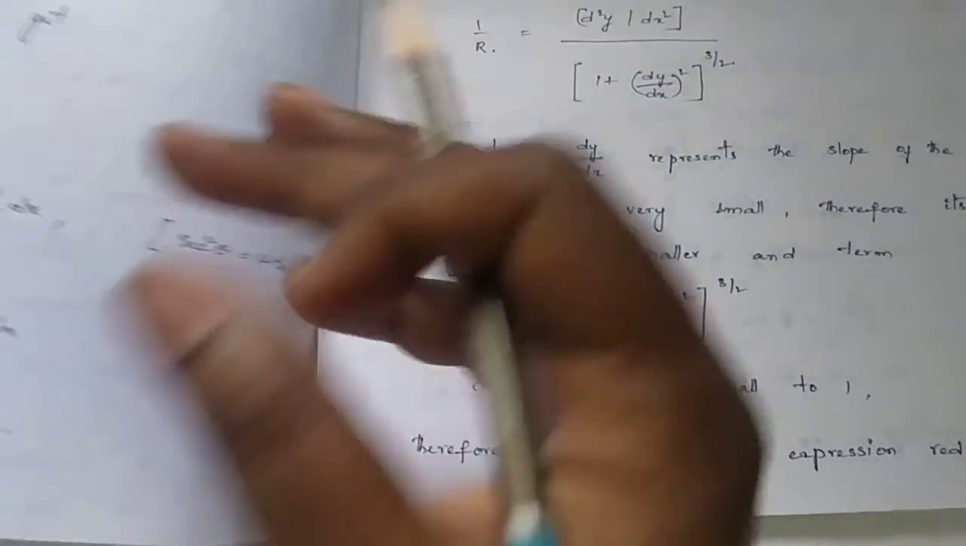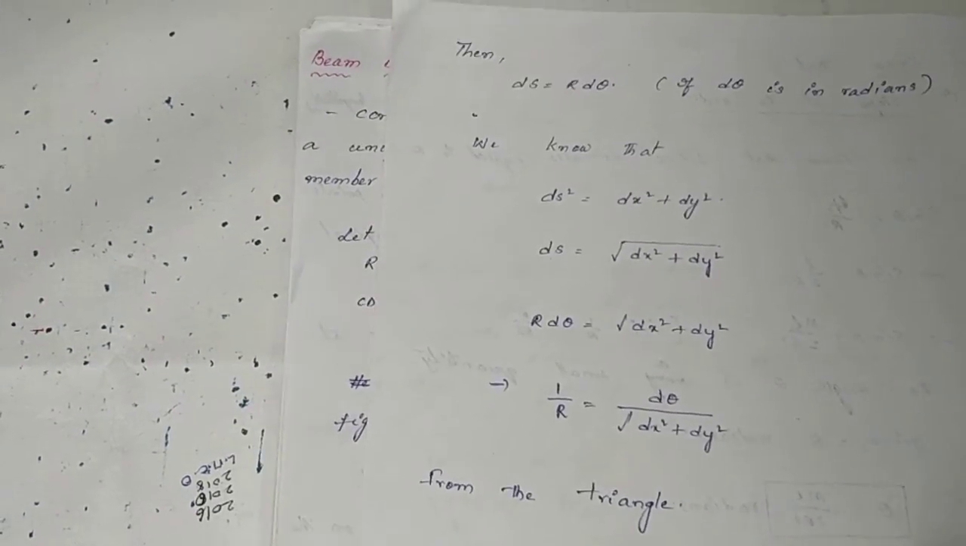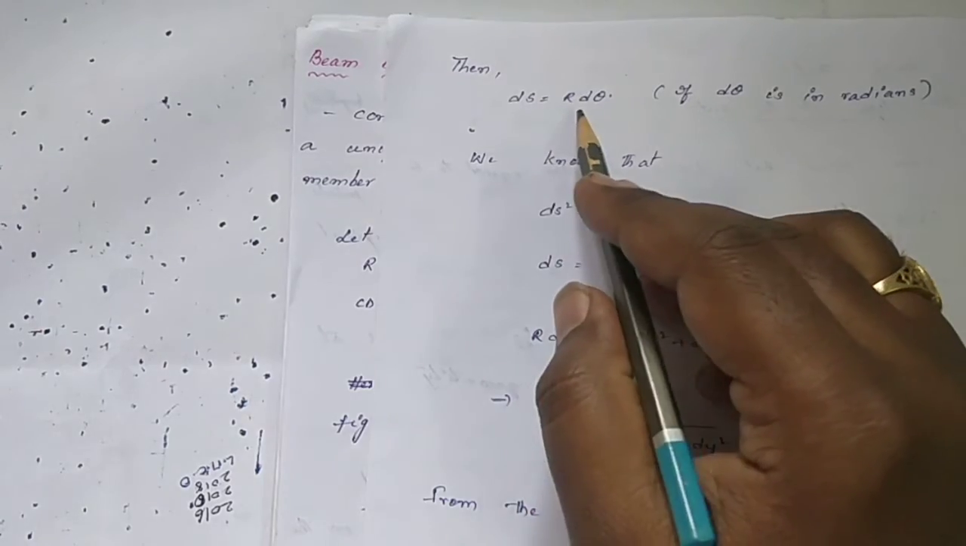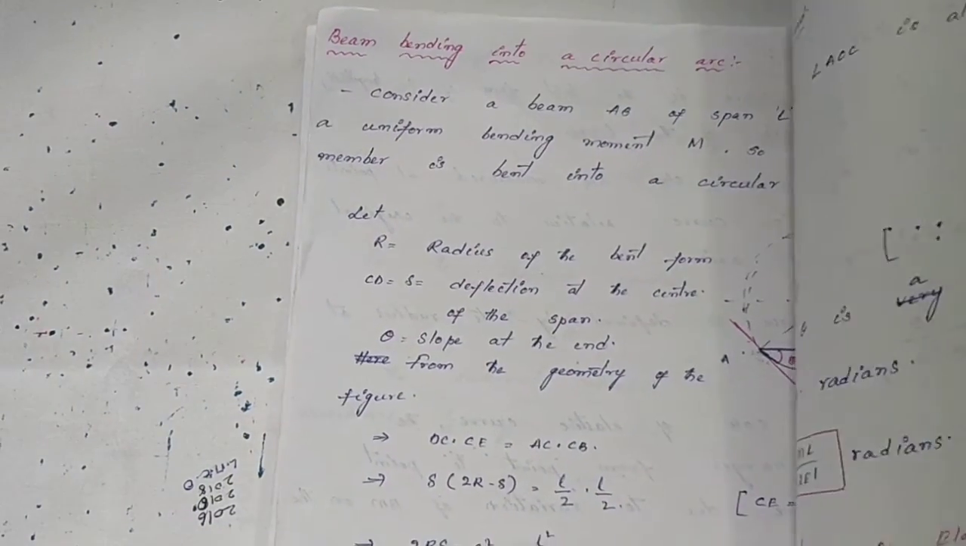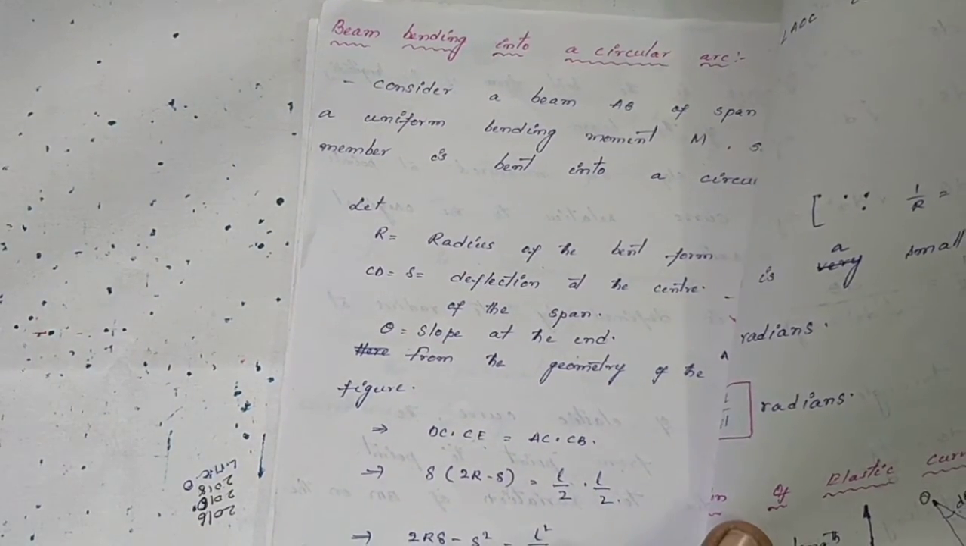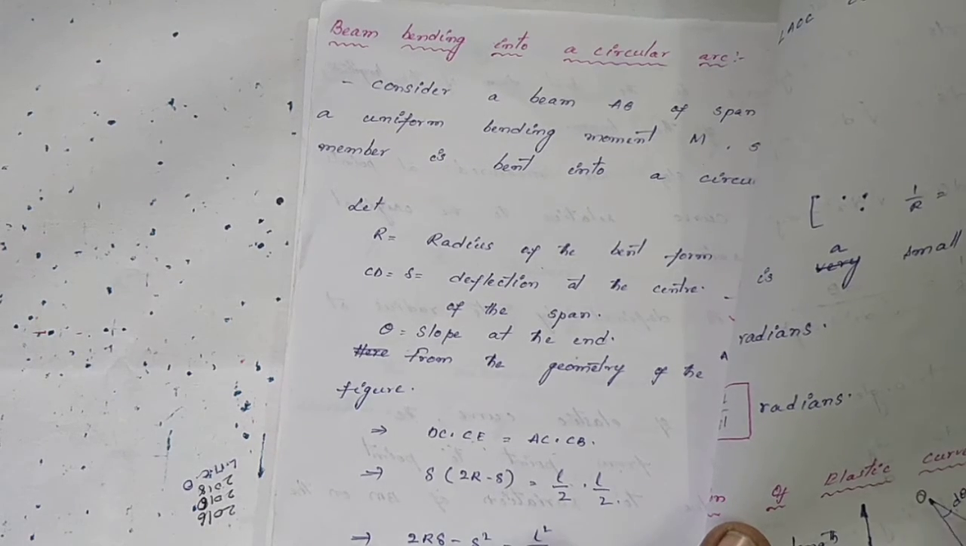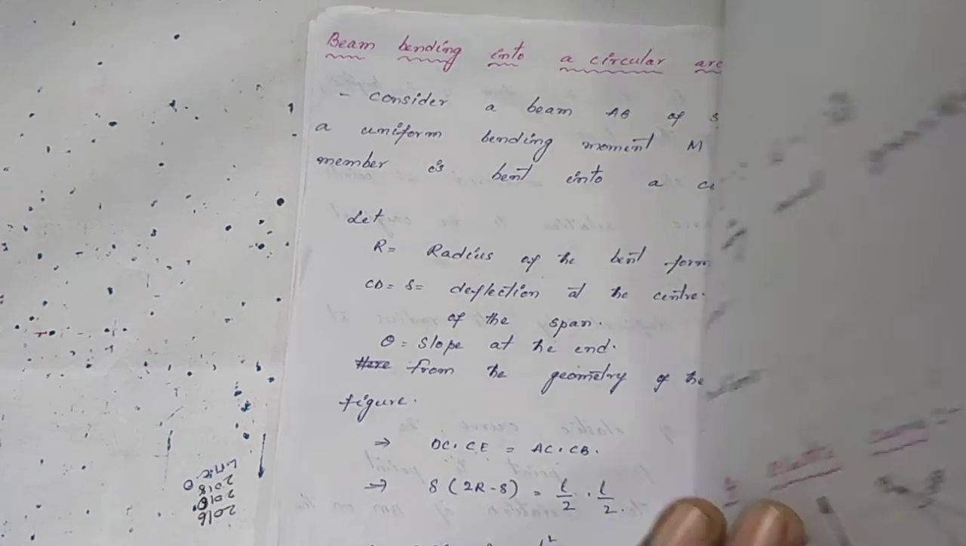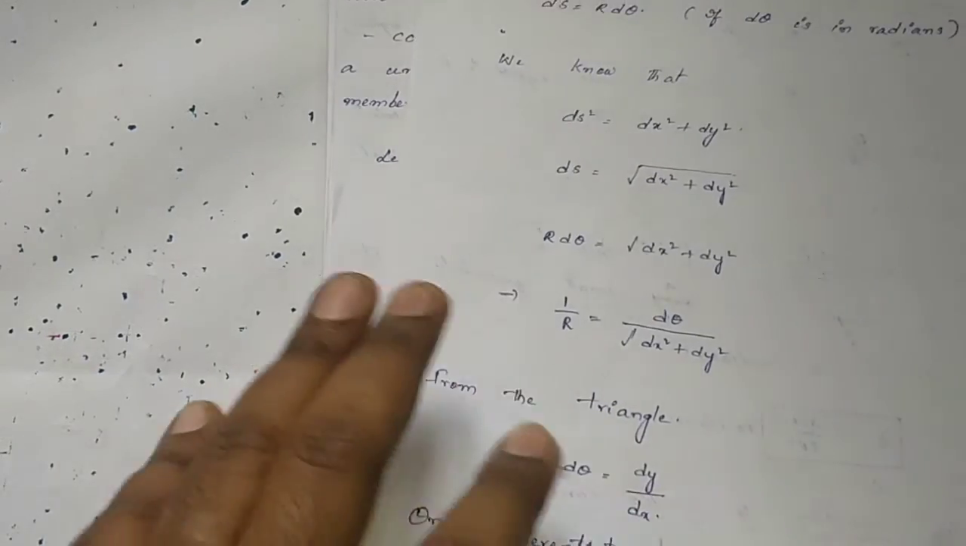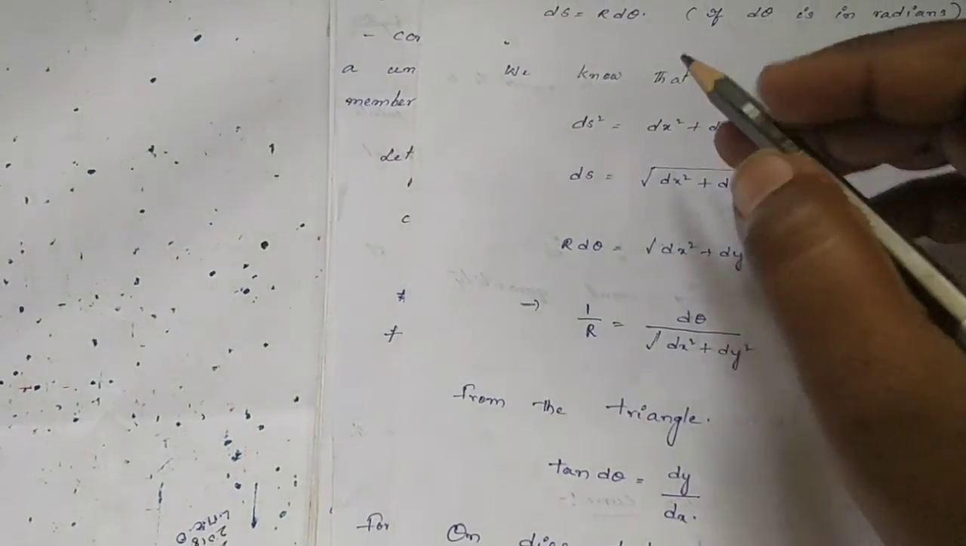Similarly, ds can be written as r d theta. So ds can be calculated as radius into angle. Radius is r and angle is d theta, so ds is equal to r d theta.